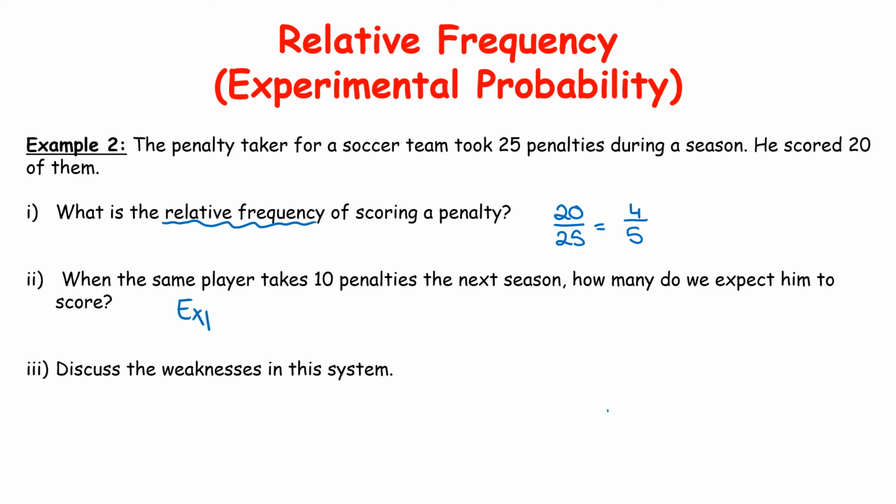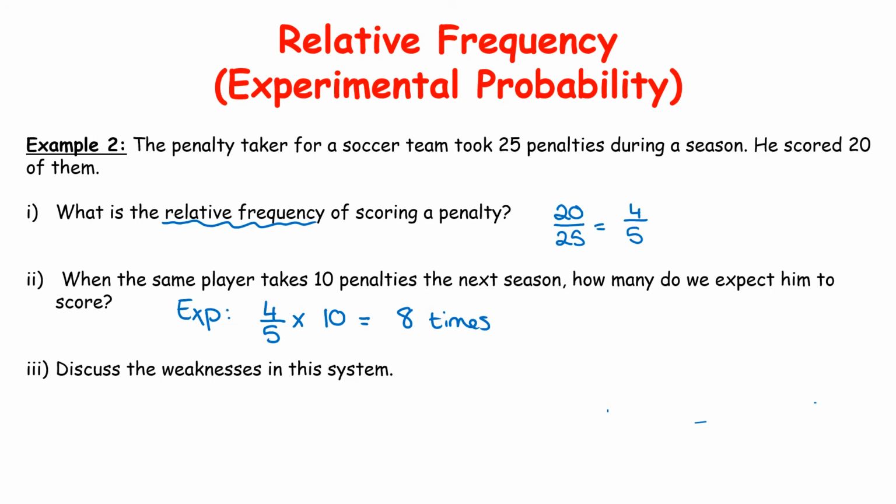So anytime you see expect, we have the probability multiplied by how many times, in this case, he takes a penalty. And that gives us 8 times. So based off his previous record, we expect him to score 8 times.